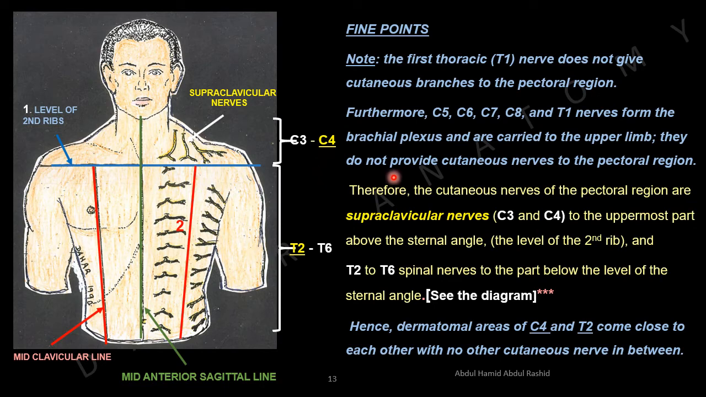Therefore, the cutaneous nerves of the pectoral region are the supraclavicular nerves coming from the third and fourth cervical, supplying the uppermost part above the sternal angle and the level of the second rib, and T2 to T6, that is, second thoracic to sixth thoracic spinal nerves, supplying the part below the level of the sternal angle. Hence, the dermatomal areas of fourth cervical and second thoracic come close to each other with no other cutaneous nerves in between.